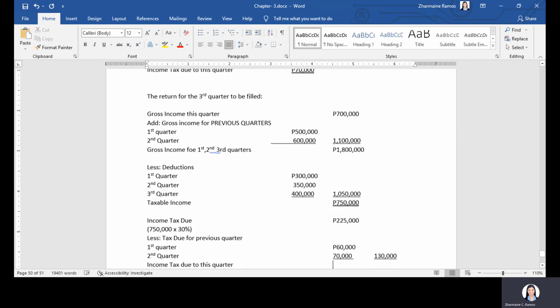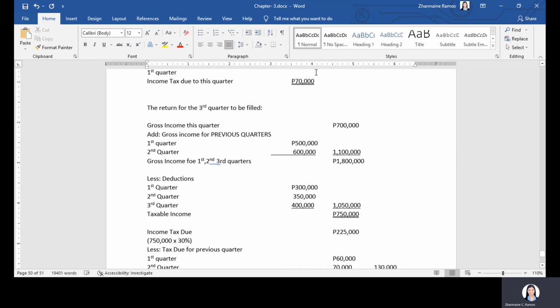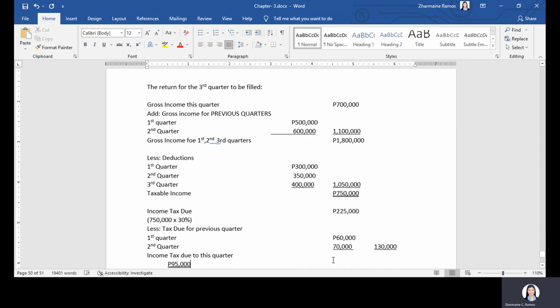Magkano na ba yung mga previous na nabayaran mo? 50,000 from the previous year, 10,000 from first quarter, and nagbayad ka ulit ng 70,000 sa second quarter. Ito yon. So, ngayon, magkano pa ang babayaran mo? So, ang babayaran mo pa ay 95,000 pesos. Ayusin ko lang ito.